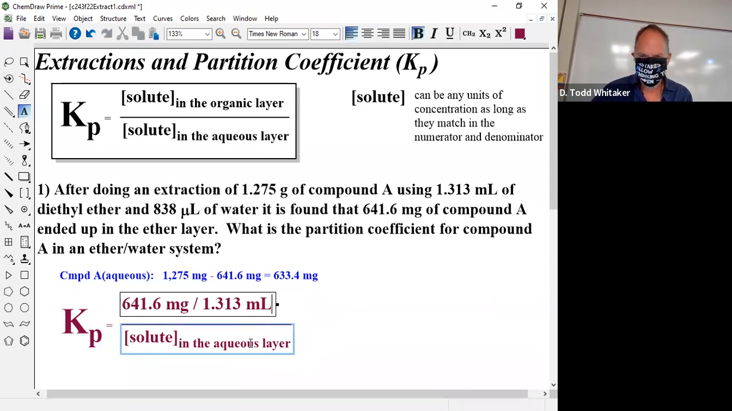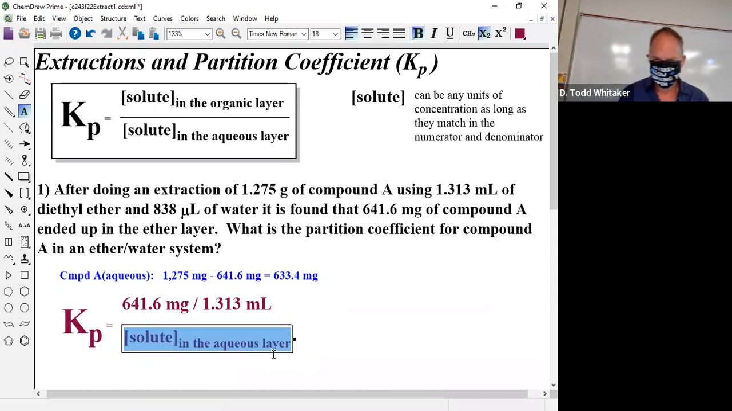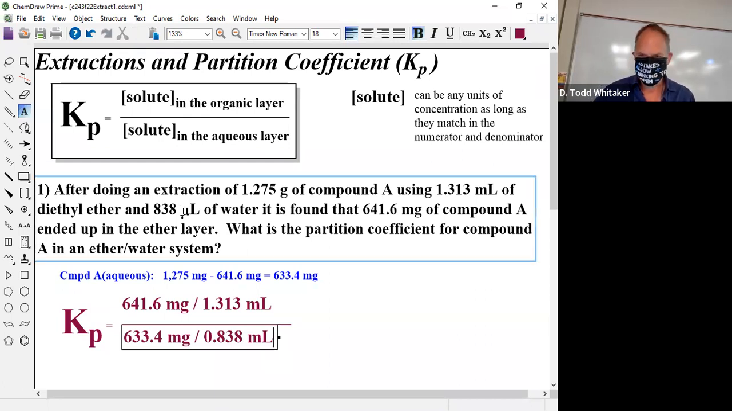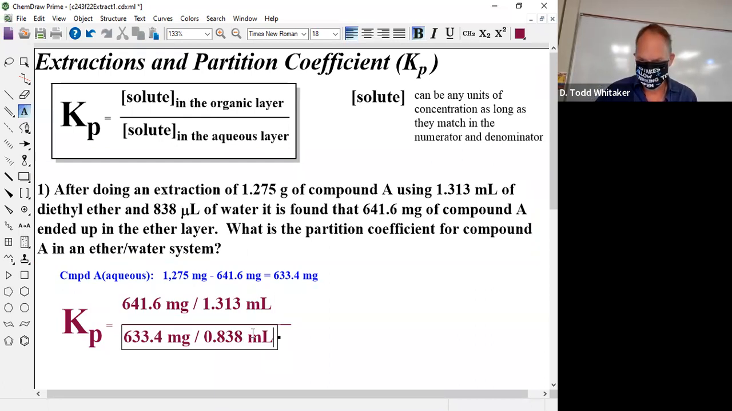How much compound A is in the aqueous layer? Don't look too far, it's right above it. 633.4 milligrams divided by how many milliliters of water are there? 0.838 milliliters. Yes, I did a fast one there too, right? Microliters to milliliters. I'll just make the bottom blue.